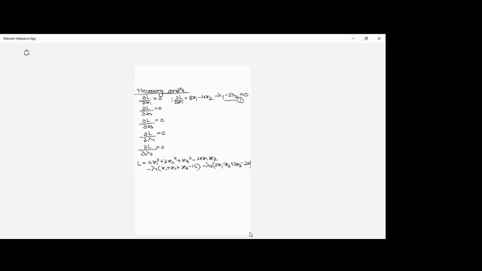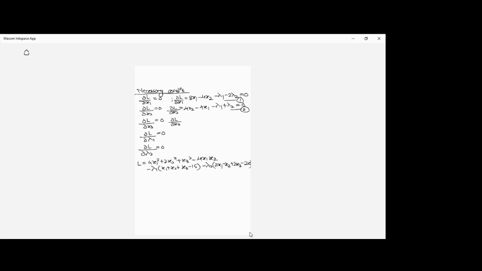It is easy, right? Similarly, the partial derivative of L with respect to x2 is equal to what? It is equal to 4x2 minus 4x1 minus lambda 1 plus lambda 2 is equal to 0. Hoping that you have got how this came.